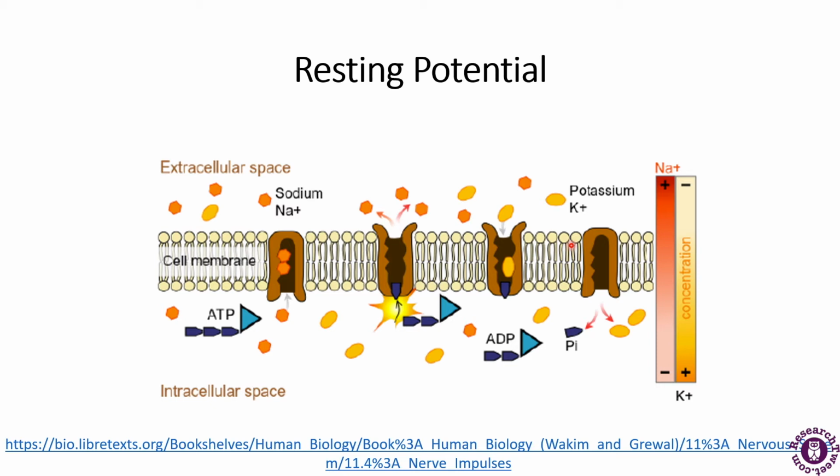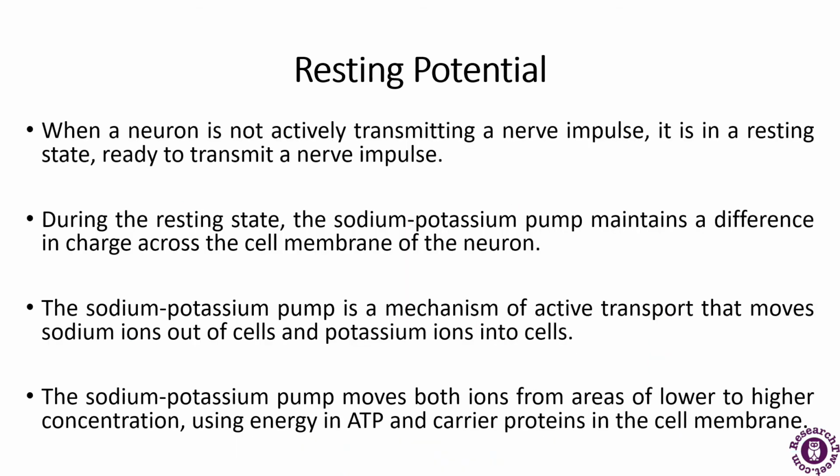So what is happening in this? When a neuron is not actively transmitting a nerve impulse, it is in the resting state. So what is happening during the resting phase? As shown in the previous diagram, there is a sodium potassium pump which maintains the difference in charge across the cell membrane of the neuron.